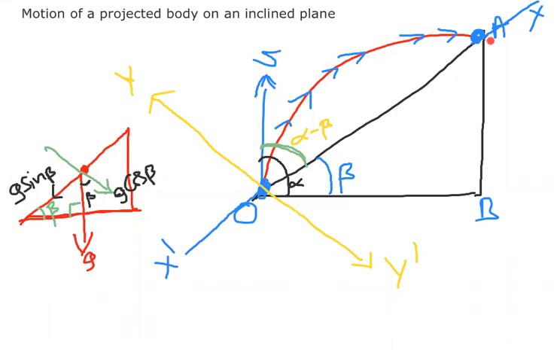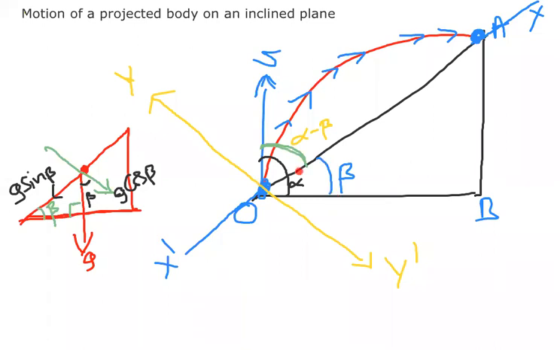The body is projected on the inclined plane, making an angle alpha with the base of the inclined plane. So here the inclination angle is beta. The angle of projection, that is, the initial velocity, u is the projected velocity. Now we are taking alpha made with the base of the inclined plane. This total angle is alpha, and this is the inclination angle beta.